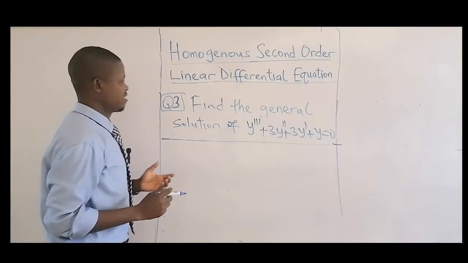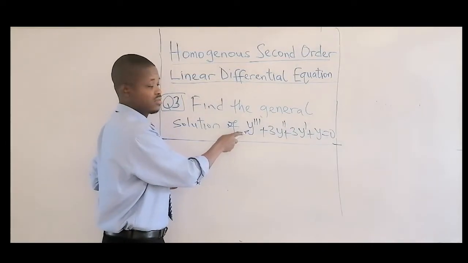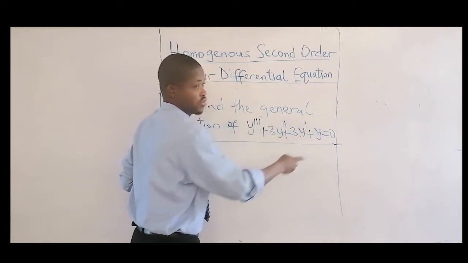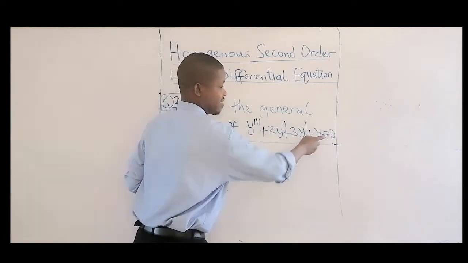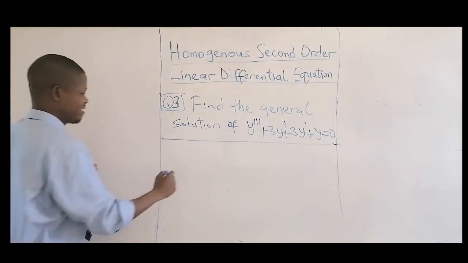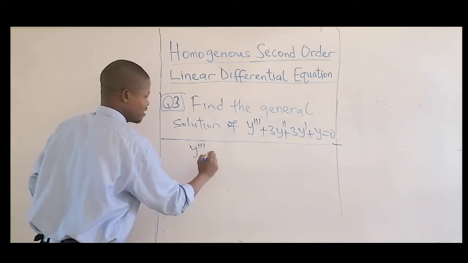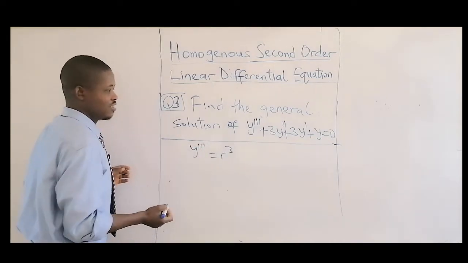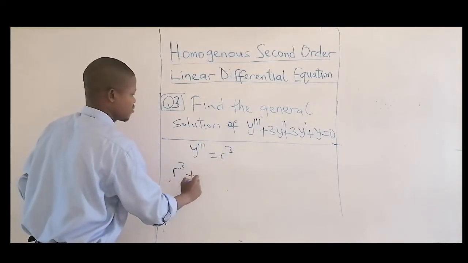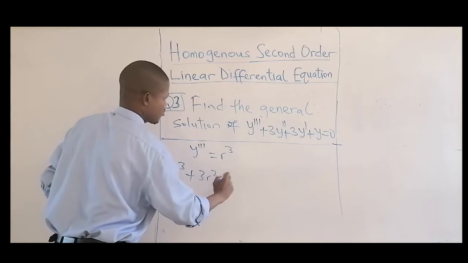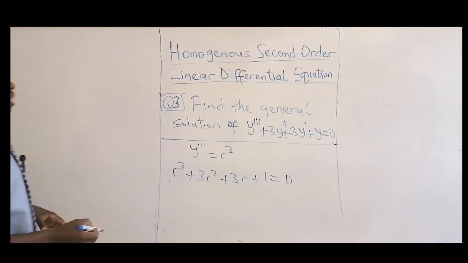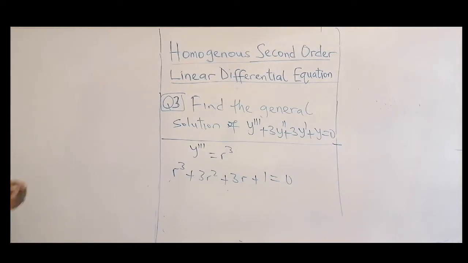For this question, this is a third differential, this a second differential, this a fourth differential, and it's homogeneous. Your g of x is equal to 0. So this is homogeneous. What do we do now? If it's y''', that would be r cubed. There is no constant coefficient here. So that will be r cubed plus 3r squared plus 3r plus 1 equal to 0. So this is a polynomial of degree 3.